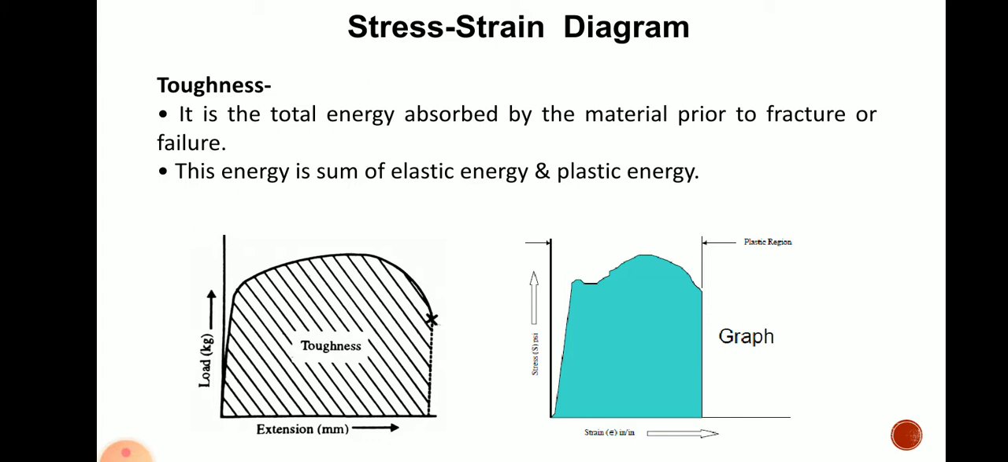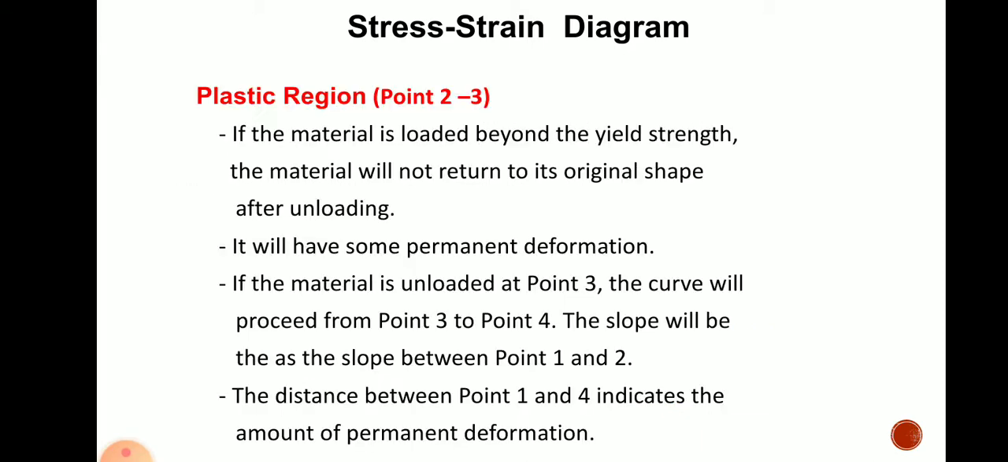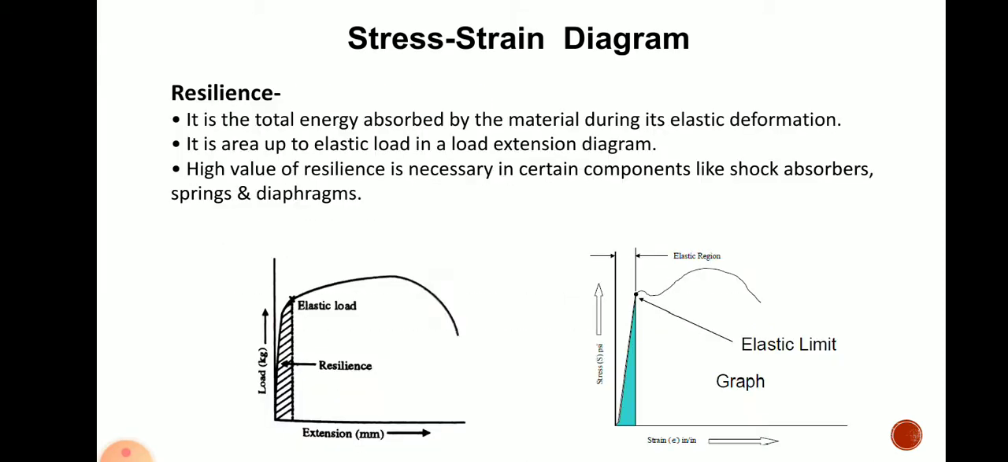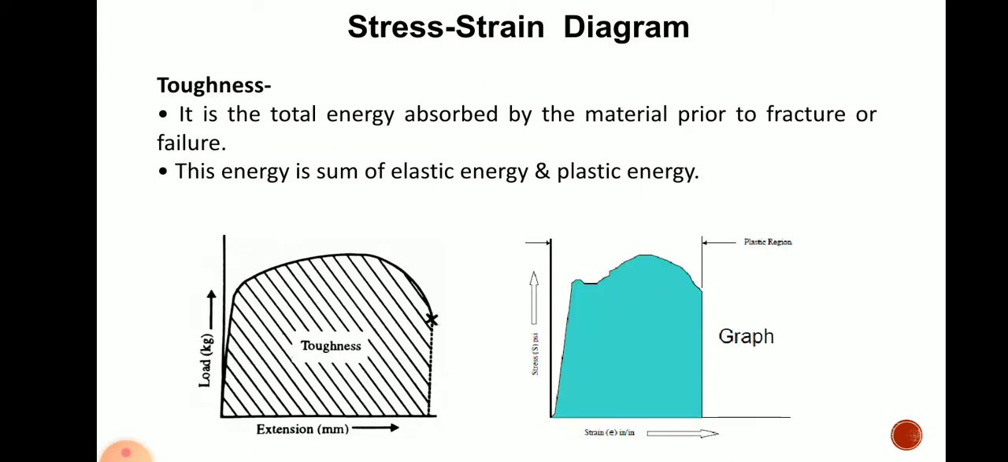Now the total energy absorbed by the material up to point number 2, that is the yield point, we have called resilience. Whatever area is under the curve up to the yield point or elastic point we call resilience, and whatever area is under the curve from point 1 to point 5, that is up to the fracture point, that area or total energy we call toughness.